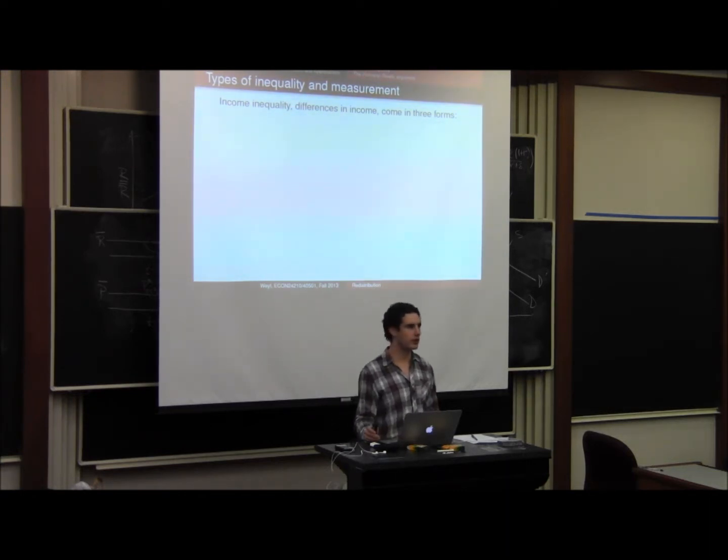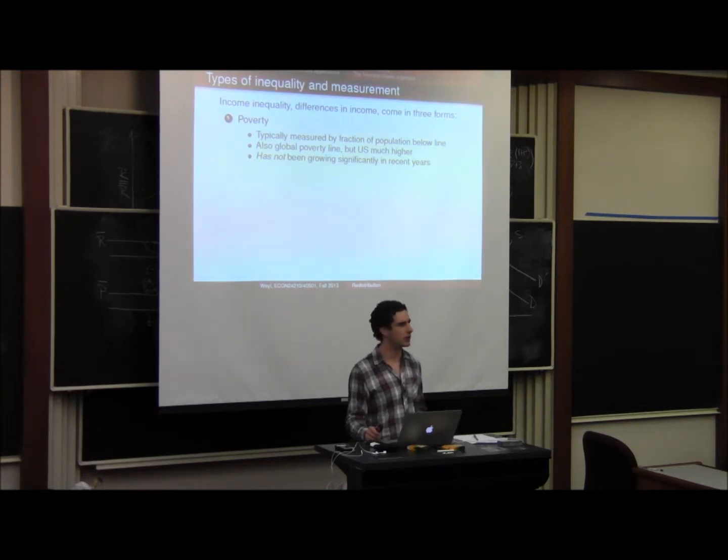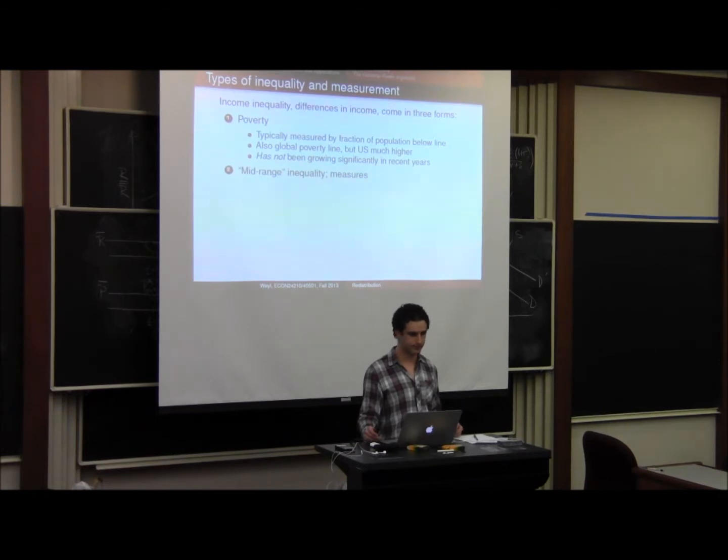Okay, so income inequality comes in basically 3 brands. One is inequality at the bottom end of the distribution, which is usually called poverty, and is typically measured by the fraction of people falling below some threshold. Now the global poverty level is $1 per day, but of course in the US and other developed countries it's much higher. And in that sense it's a measure of relative deprivation and therefore inequality, and not just absolute deprivation. And this has not been significantly growing even in the US in recent years.